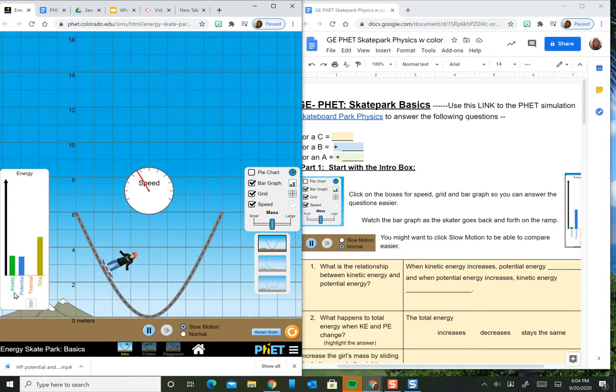That's so much easier to see. So when kinetic energy increases, there it's going up. Potential energy, is it increasing or decreasing? And when potential energy increases, kinetic energy is, so it's increasing and kinetic energy is going down. So go ahead and write those in.